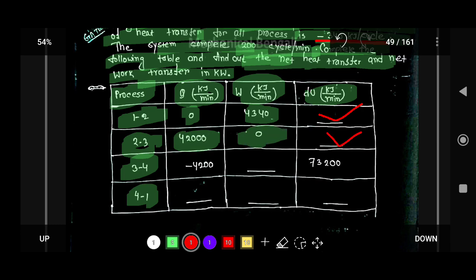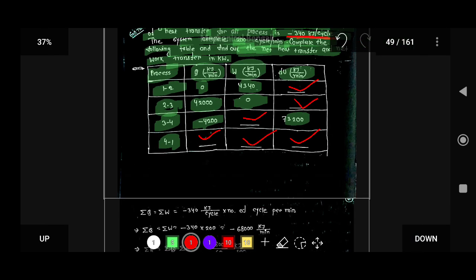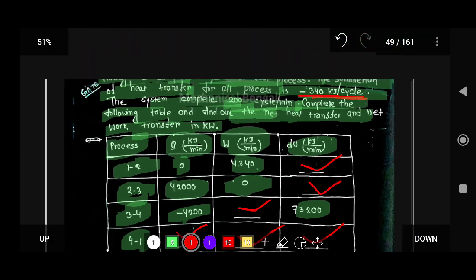You have to find out this data, and here this is also given and this is also given. You have to find this data, and here you have to find all the data in process 4 to 1. And just try to solve this question.